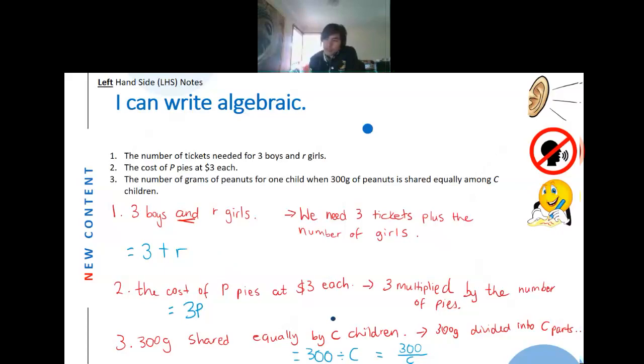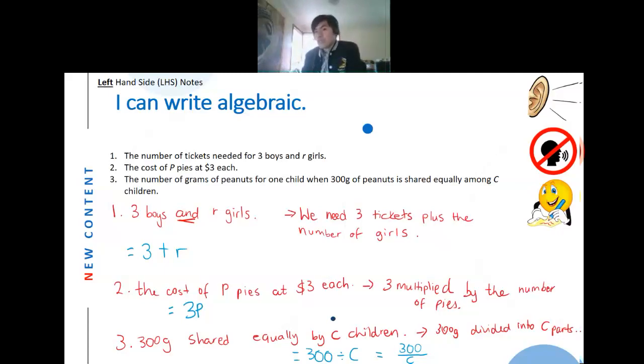Next one, we need to write the expression for the cost of p pies, p number of pies at $3 each. So because each pie costs $3, if you think about it, if I only buy 1 pie, that's $3. If I buy 2 pies, well, that's going to be 2 lots of 3.